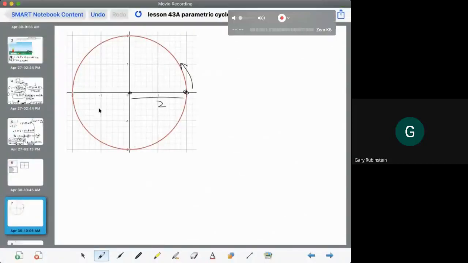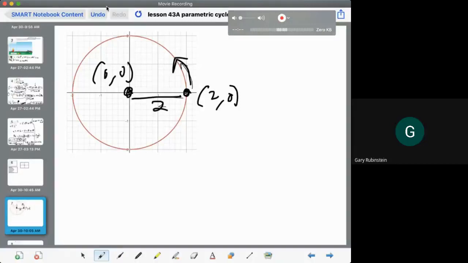Okay. I want to see if it's possible to create a parametric equation. The things we need to know are the center of the circle. So the center of the circle is 0, 0. We need to know the radius of the circle. In this case, the radius is 2. We need to know the starting point, which in this case is 2, 0. And we need to know whether it's going clockwise or counterclockwise. You need to know all 4 pieces of information to create this equation.